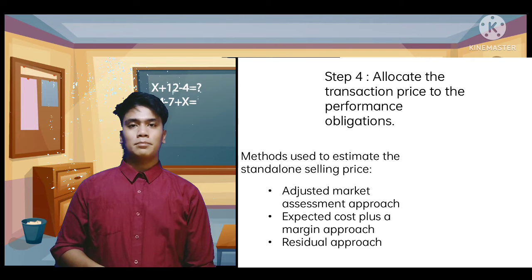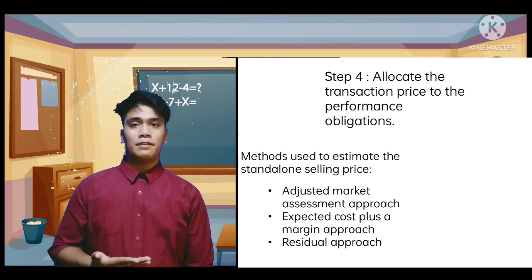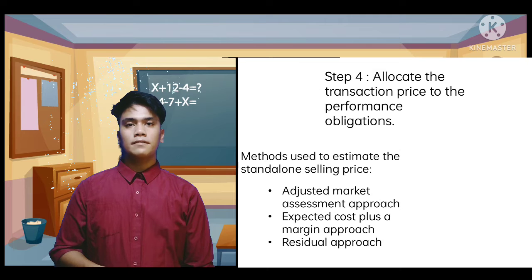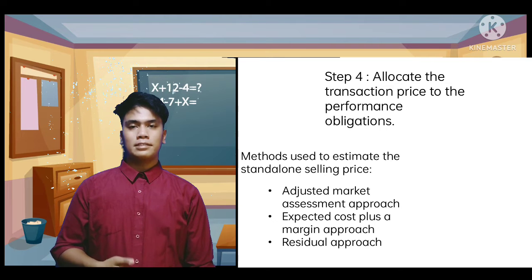Adjusted market assessment approach. The entity evaluates the market where the goods or service are sold and estimates the price that a customer would be willing to pay for those goods or service. This may also include referring to a competitor's price for similar goods or service and adjusting those prices as necessary to reflect the entity's costs and margins. Pangalawa, expected cost plus a margin approach. The entity forecasts the expected cost of satisfying a performance obligation and then adds an appropriate margin.